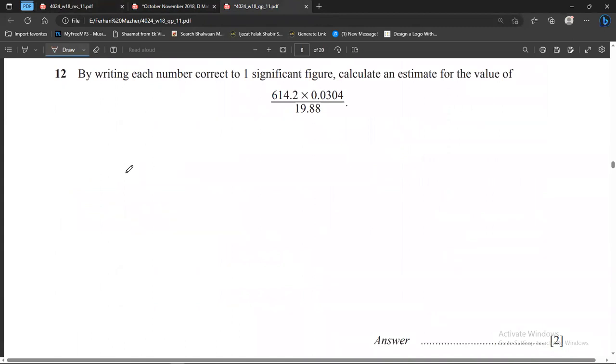Then we have question number 12. By writing each number correct to one significant figure, calculate and estimate. So 614.2 will become 600, multiplied by 0.0304, this will become 0.03, divided by 19.88, this will become 20.